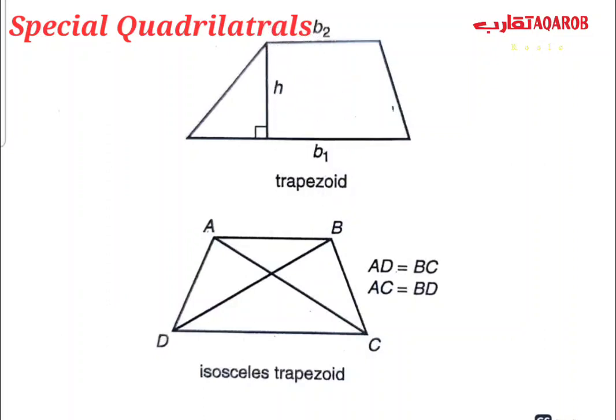If the two non-parallel sides are congruent, the trapezoid is called isosceles, like the figure here. So here AD and BC are congruent, so we call this an isosceles trapezoid. And in this case only the diagonals are congruent.